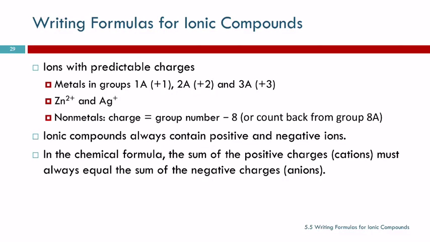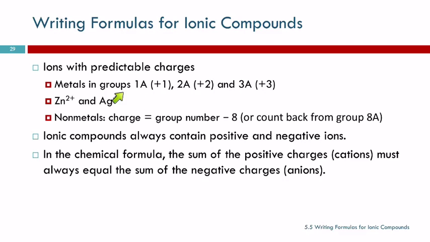Okay, we're going to talk about ionic compounds first. So before we can talk about the compounds themselves, we have to talk a little bit about the individual ions. There are ions that have predictable charges. These are metals that are in groups 1A, 2A, and 3A. Those are the numbers on the columns that have the A's. So groups 1A, 2A, 3A.